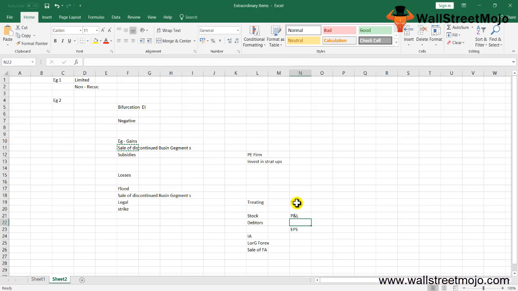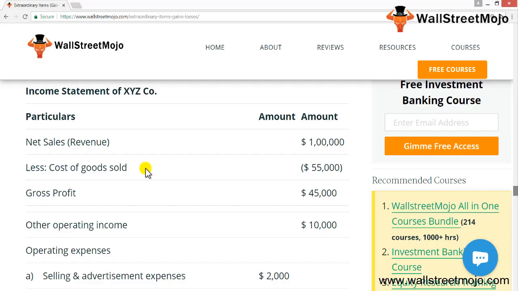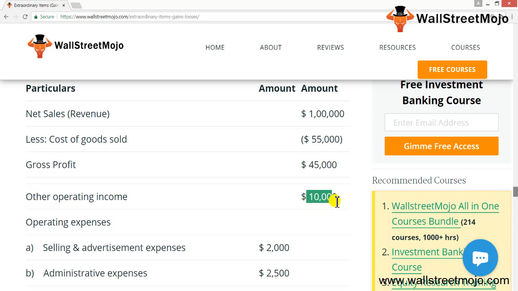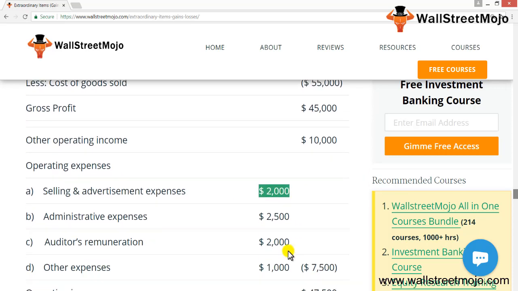Let me show you an example of XYZ company which presents an extraordinary item. As you can see, there is an income statement here of XYZ Limited company. You have net sales of 1 lakh. Then you deduct your COGS, that is cost of goods sold, which gives you your gross profit. You have, let's say, some of the other operating incomes like fixed deposit interest and so on. You have operating expenses like selling and overhead, which is close to 2,000. You have your admin expenses as 2,500. The auditor's remuneration you have to pay is 2,000. Other expenses are close to 1,000.